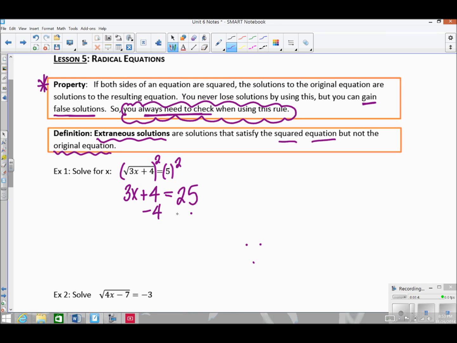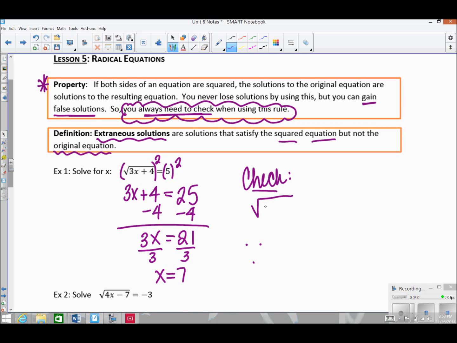Then you just solve this equation by bringing the 4 over to the other side. So I have 25 minus 4, which gives me 21. Get x by itself by dividing by 3, so we get x equals 7. But before I can confirm that that actually is a solution, we need to check it.